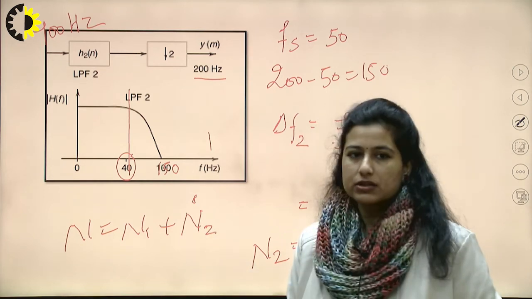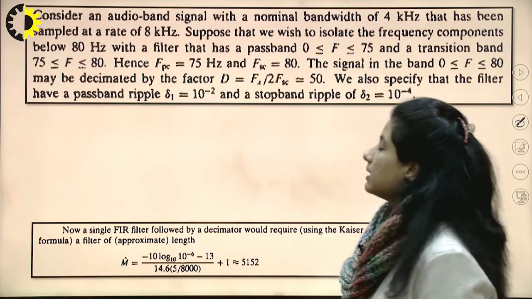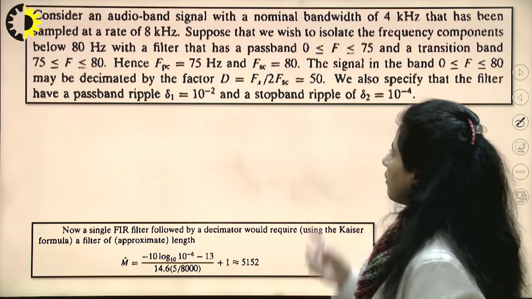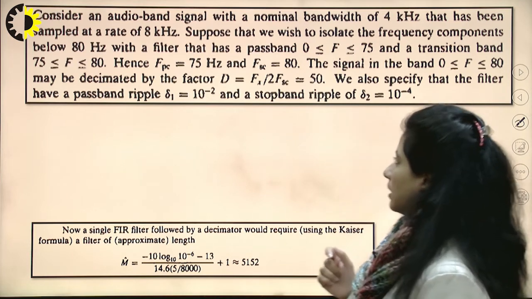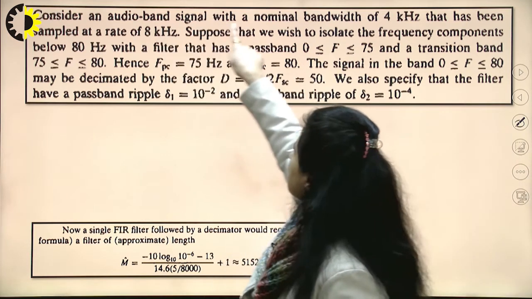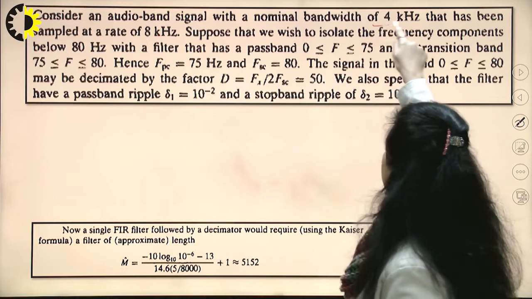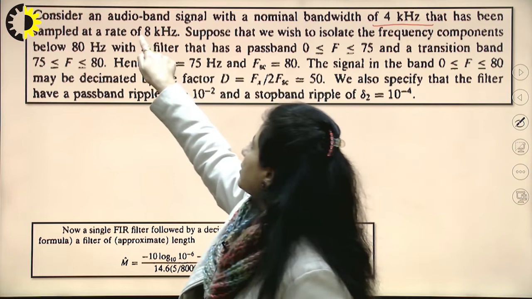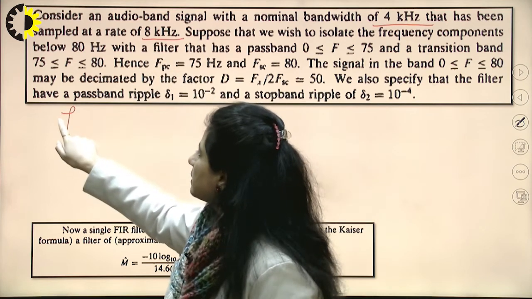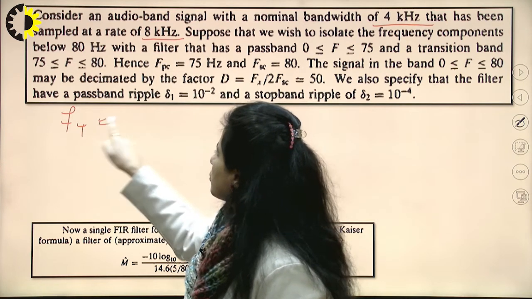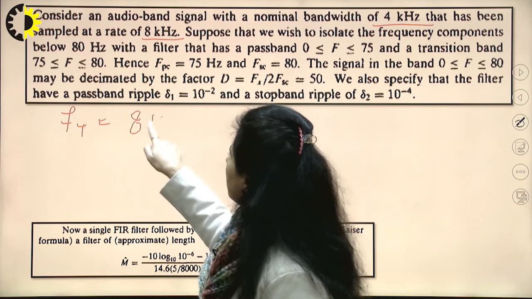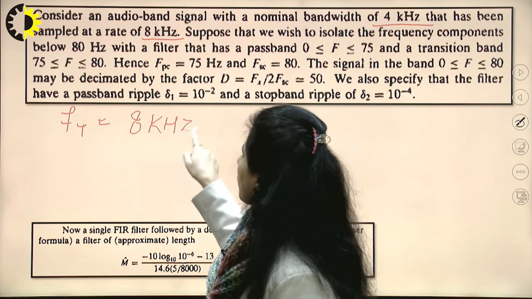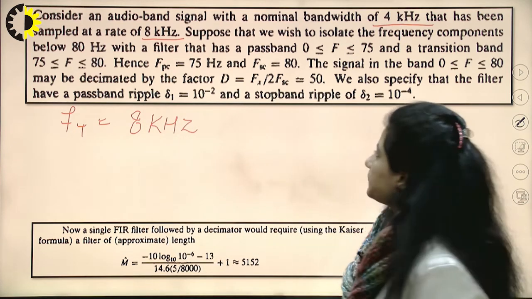So following these rules, let us compare the efficiency of multi-stage for these given specifications. Here an audio band signal with a nominal bandwidth of 4 kHz is given. It is sampled at the rate of 8 kHz. So from here I can conclude that the total input frequency of the signal is 8 kHz.